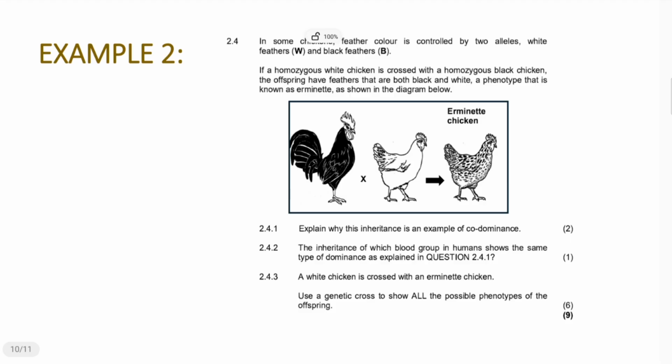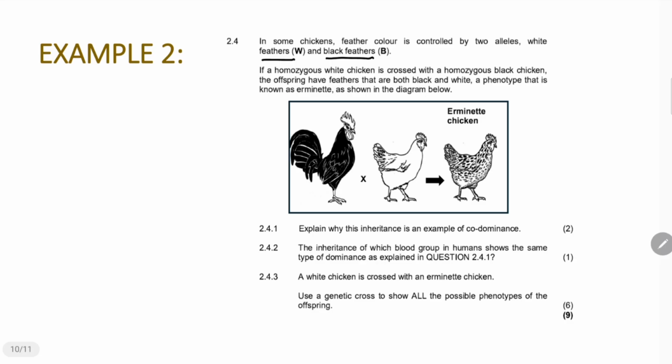Example 2. In some chickens, feather color is controlled by two alleles. We've got white feathers and we also have black feathers. Note that white feathers is controlled by capital letter W and black feathers is controlled by capital letter B. So they are both dominant, right? Let's read further. They say that if a homozygous white chicken is crossed with a homozygous black chicken, the offspring have feathers that are both black and white.